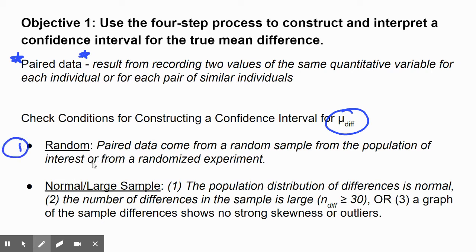So random, again, make sure you have random samples or a randomized experiment. And then number two, the normal large sample. Again, population is normal, or you have a sample size at least 30. And then if those don't count, then your graph of your differences has no strong skewness or outliers. So same stuff as section 9394. But again, you're taking the values and subtracting them first, and then taking the average of those differences.